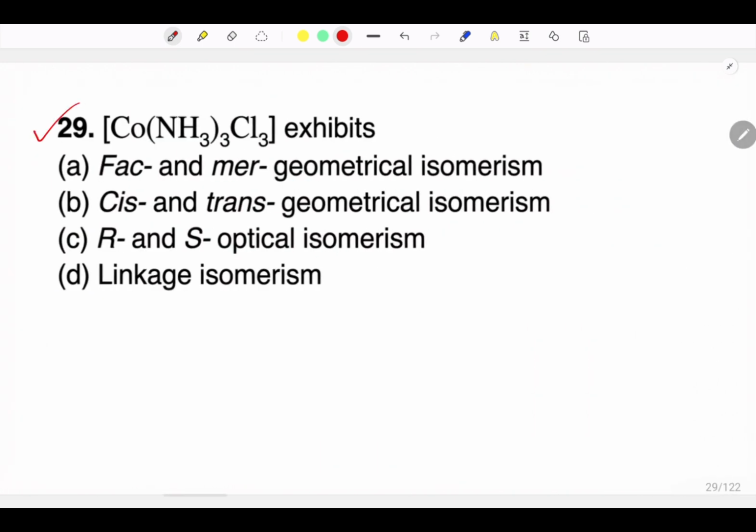In question number 29, Co(NH3)3Cl3, it is an A3B3 example. This is FAC and MER. I already discussed this geometrical isomer, and I already discussed the MER meridional isomer. Coming to the FAC isomer, this is the central metal, and then octahedral kind of thing. This is A, this is A, and this is A, and this is B, this is B, and this is B.